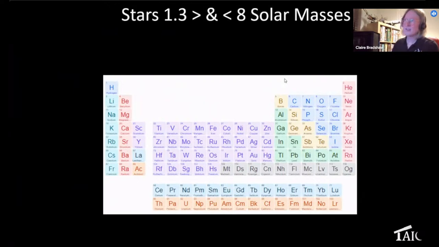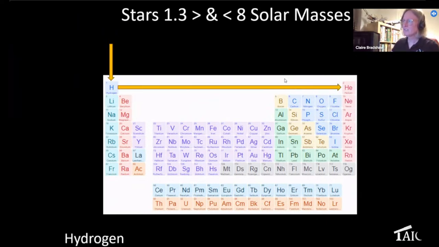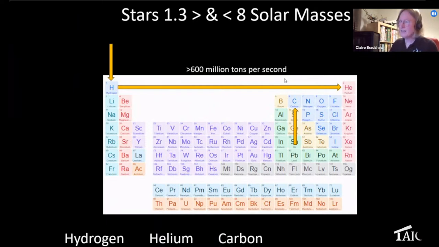So what about stars that are beyond 1.3 solar masses, but less than 8 solar masses? This sweet spot of medium weight stars. Again, it starts with hydrogen and fuses that into helium at a rate of more than 600 million tons a second, much more, differing for different stars depending on their solar mass. Then the helium starts to be fused into carbon, which is great. And then it does have the energy.